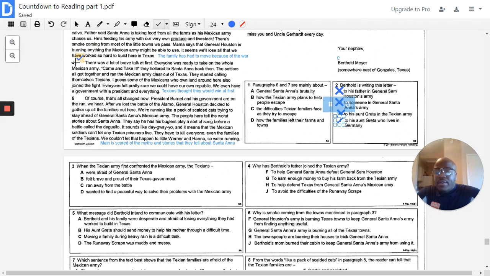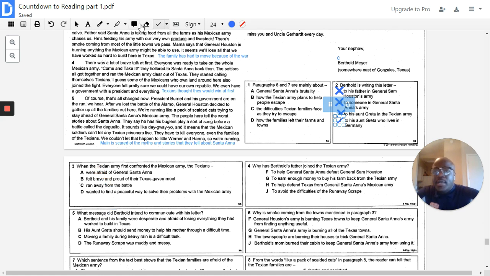So, if we scroll up to paragraph 4, we read that there was a lot of brave talk at first. Everyone was ready to take on the whole Mexican army. Come and take it, they hollered to Santa Anna back then. The settlers all got together and ran the Mexican army clear out of Texas. They started calling themselves Texians.